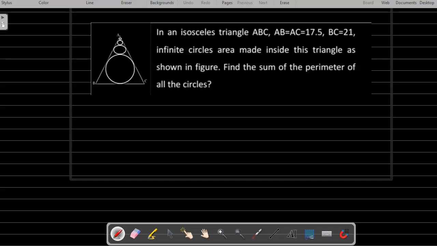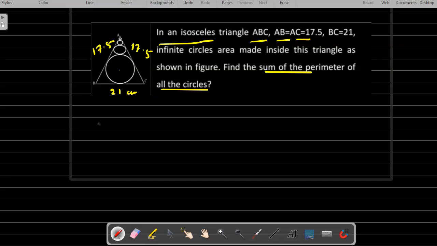In this video, I will solve this problem of mensuration 2D. It says in an isosceles triangle ABC, AB equal to AC equal to 17.5. This is AB, that is 17.5, and AC is 17.5, and BC, this side is 21 centimeter. Now infinite circles are made inside this triangle as shown in the figure. So these circles are infinite. Now you have to find the sum of the perimeter of all the circles.